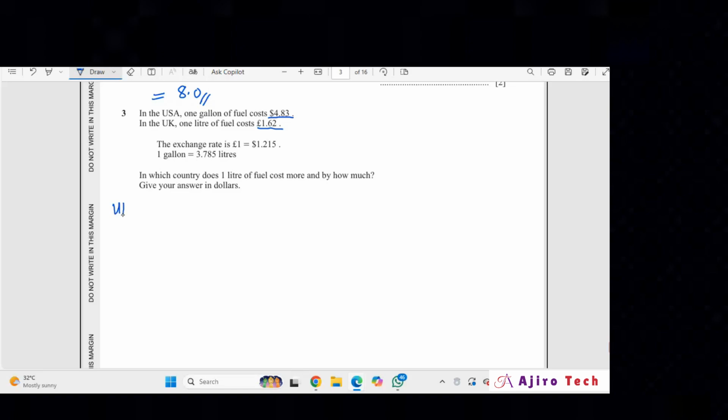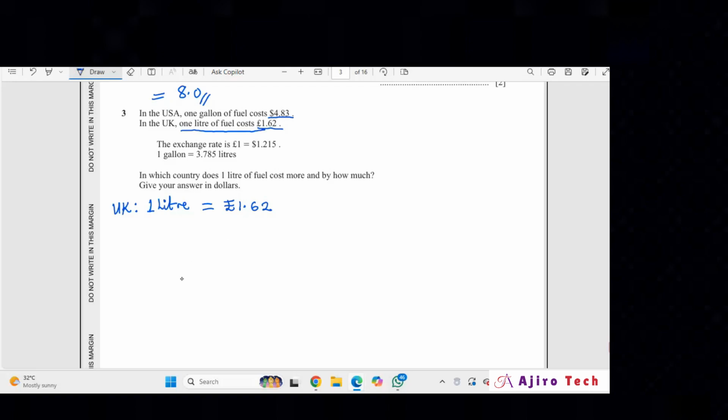Let's start with the UK. Now, for the UK, we know that 1 liter is equal to what? If you check very well, 1 liter in the UK is equal to 1.62 pounds. Look at it here, it's in the statement. So in the UK, we know that 1 liter is equal to 1.62 pounds.